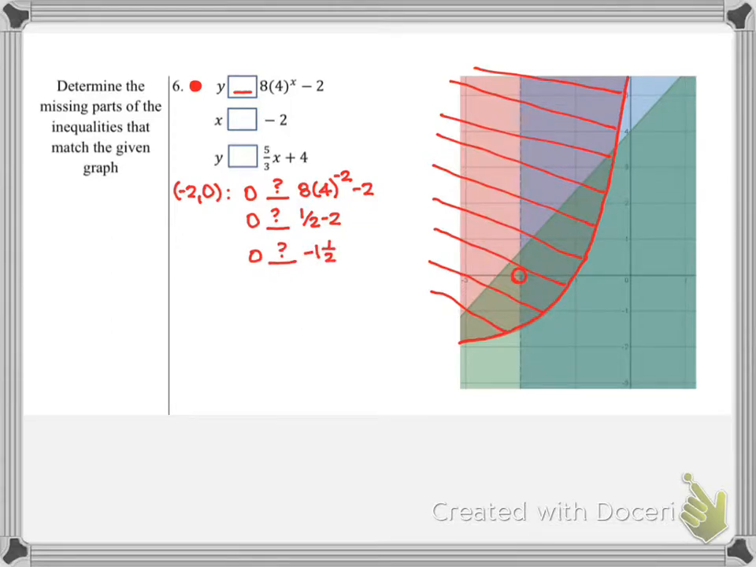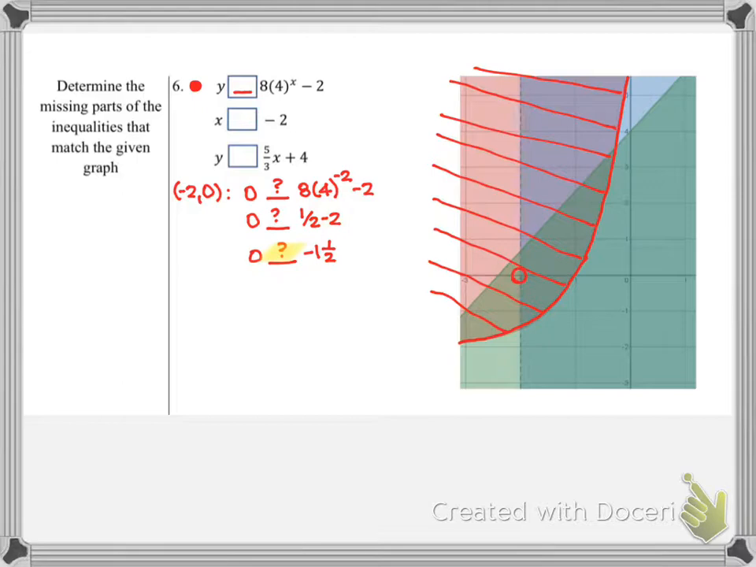Okay, I need to figure out what inequality symbol goes where the red question mark is. So I'm going to highlight it in yellow. I'm trying to figure out where that is. I want this to be true. So it's either going to be 0 is greater than or equal to negative 1.5, or 0 is going to be less than or equal to negative 1.5.